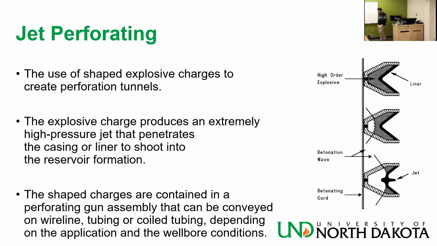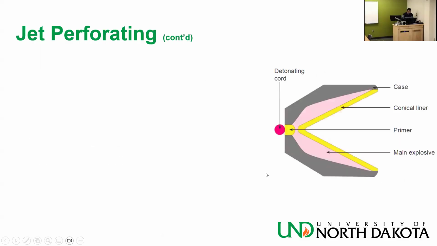The process is pretty simple. I mean, you just detonate the shaped charge, and then it basically explodes into the adjacent solid layers. This is how it looks. You have a detonating cord inside the gun. You have the case, conical liner, primer, which is what's going to detonate, and then the explosive part.